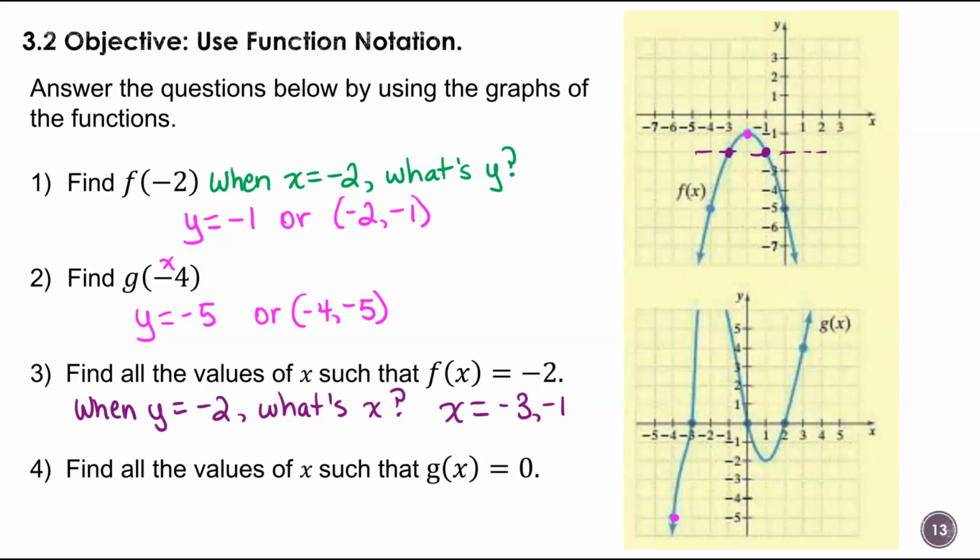On the next one, it says to find all the values of x such that g of x is 0. Well, that means we're on the x-axis, not the y-axis, right? So we're right here at this point, and this point, and that point. So this one actually has 3 different ones on the graph. So when y equals 0, x is negative 3, 0, and 2. And then that's it on that video.